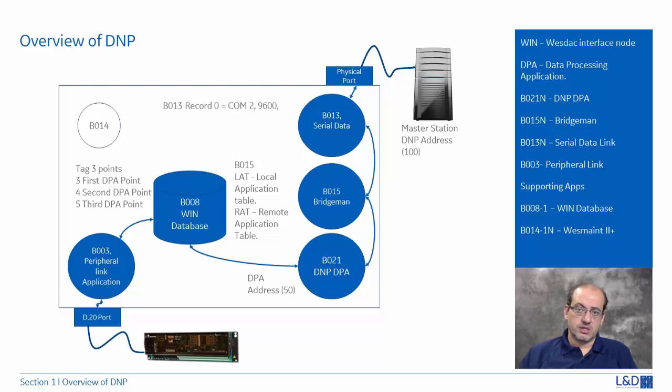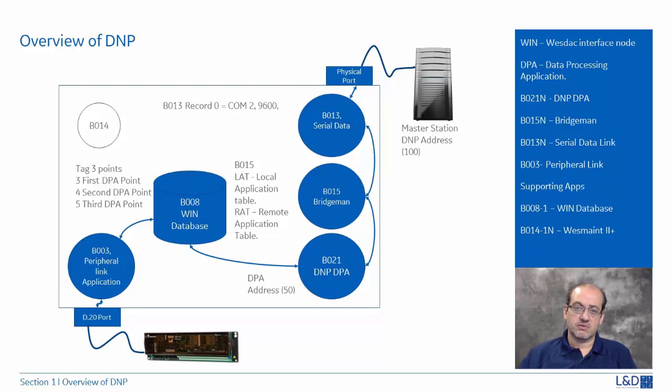And now that we know that the address of the DPA is 50, the master address is 100, next we will map these 3 points into the DPA, and we'll configure Bridgeman local application table and remote application table on the Bridgeman. Both these tables will just bridge the local application address 50 to the B013 and the remote application address 100 through B013. In the B013 itself, we were just going to configure one record, which is B013.0.